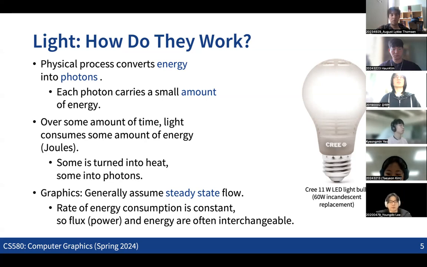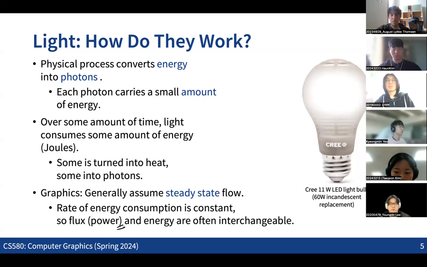And what we typically do in computer graphics is that we just assume that the ratio of these two, basically turning the energy into heat and turning the energy into photons, is constant for each light source. So we don't care about how this ratio changes over time, but for each light source we have a ratio of turning into heat and turning into photons, which means that the power delivered by the photons will be proportional to the energy that we are consuming to generate the light.